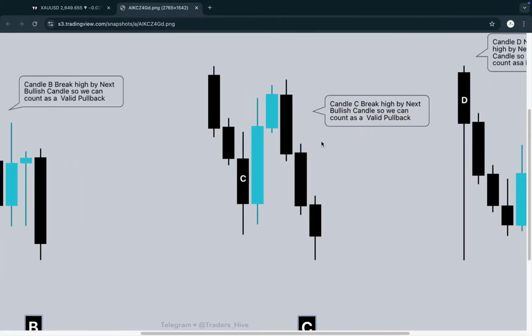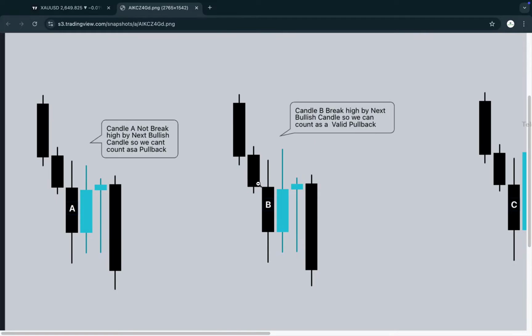In diagram C, we can clearly see the same thing happens as in diagram B. Market momentum is bearish and the C candle high is broken. In this case, the market closed just above it, and the next bullish candle again closed above it. It means if it closes above or just sweeps the previous candle high, in both scenarios this becomes a valid pullback.